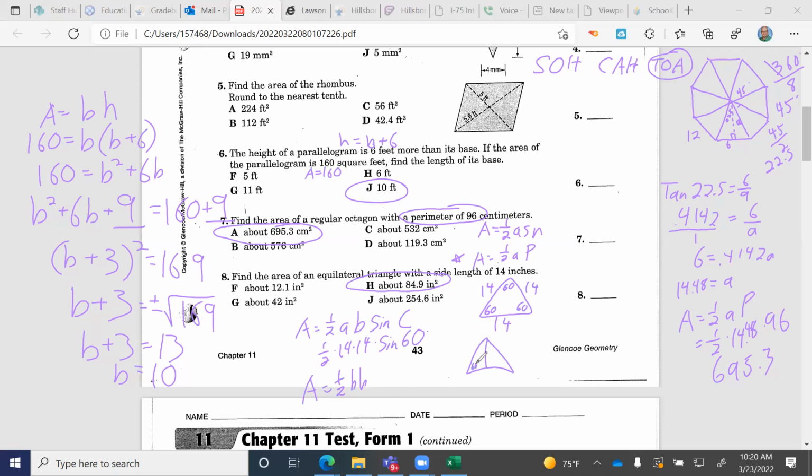It's 60 degrees. Drawing the height, this turns into a 30-60-90 triangle. So this is 14, this is 7, and the height is then 7 root 3. Our special right triangle. And you can plug in that way as well. 1/2, this is 14, the height is 7 root 3. Did you get the same answer? Yeah. Multiple ways.